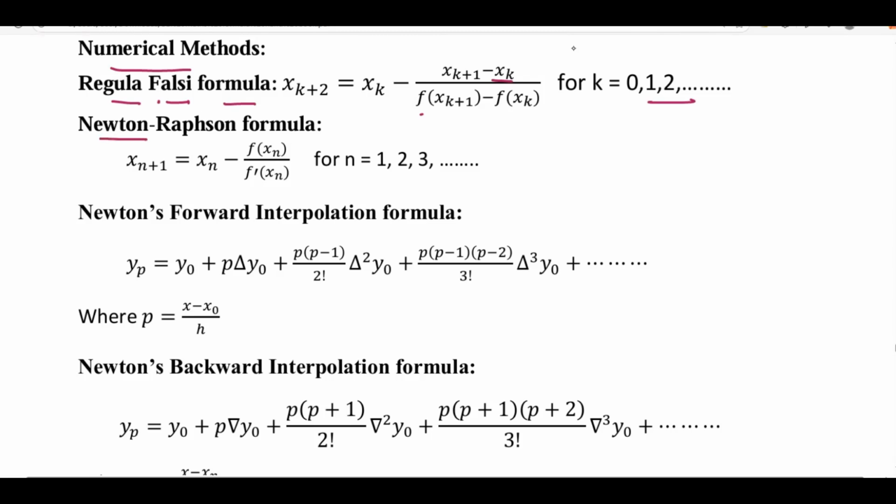Then Newton-Raphson formula: x_{n+1} = x_n - f(x_n) divided by f'(x_n), where n will be 1, 2, 3.